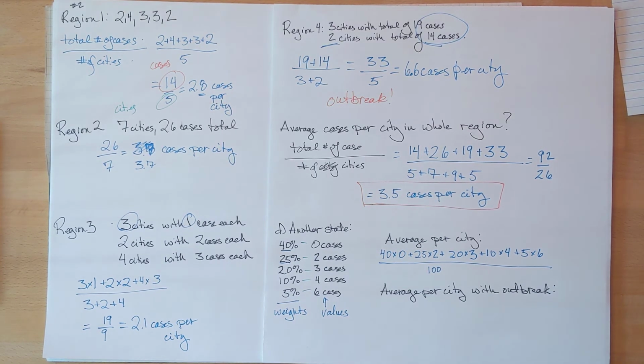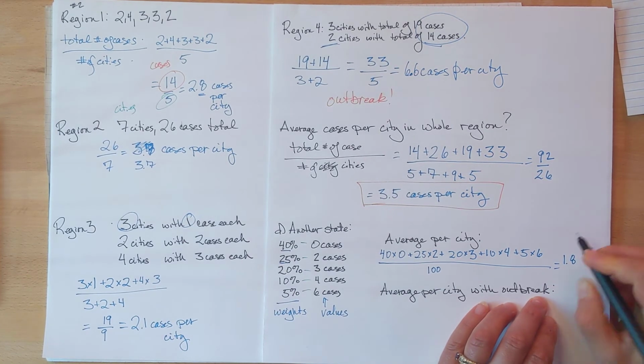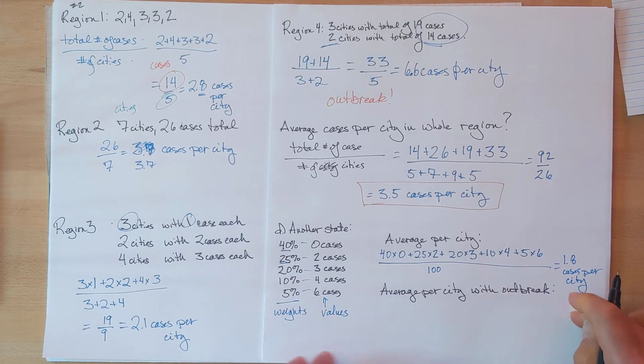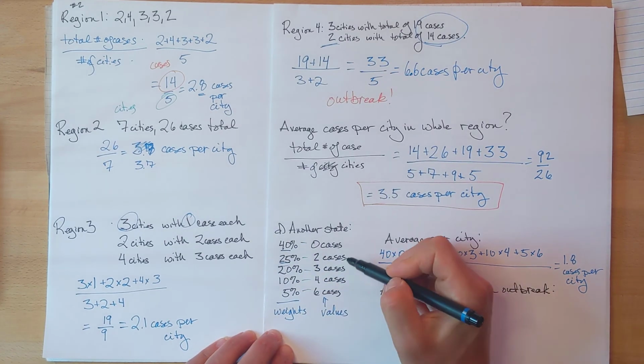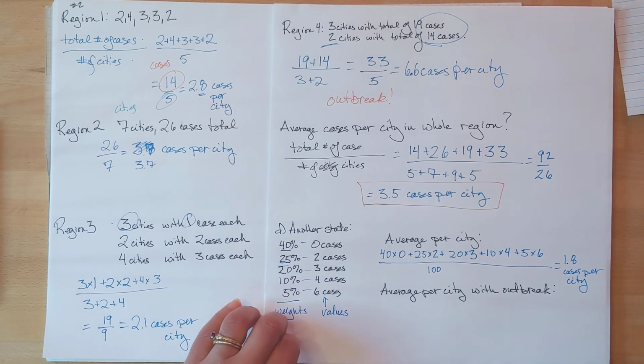And if you do that, you will get 1.8. There's an average of 1.8 cases per city. Does that seem like a reasonable average? Sure, after all, like 65% of the cities have fewer than 2 cases, and there's only a few cities with a lot of cases. So that seems plausible.